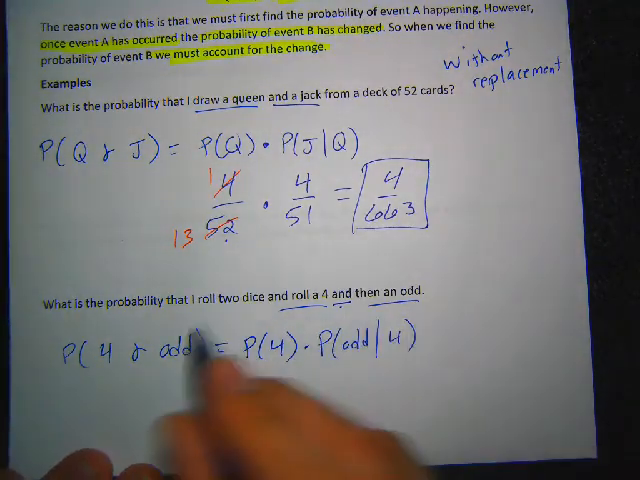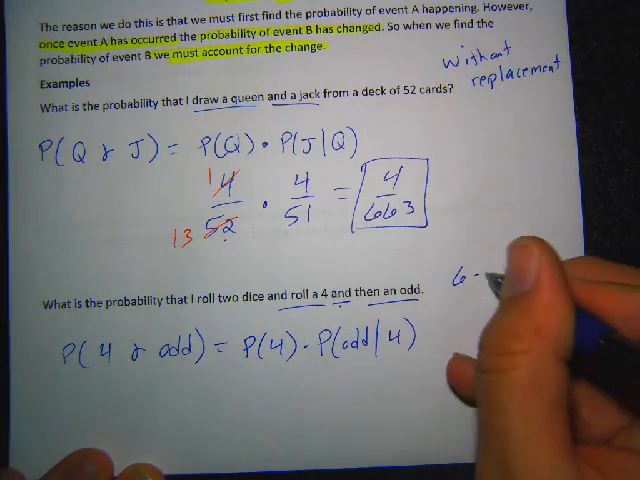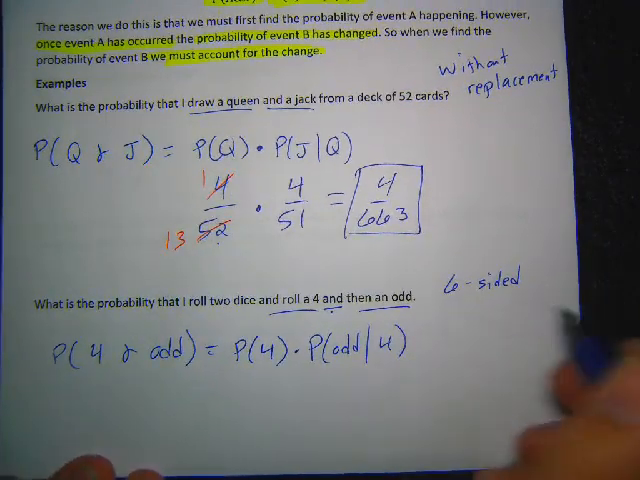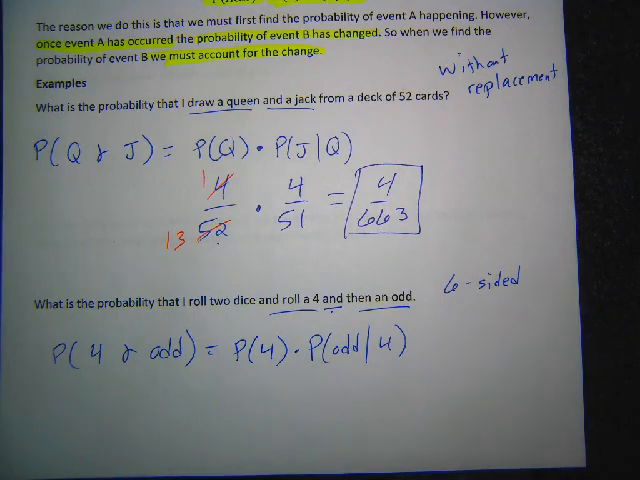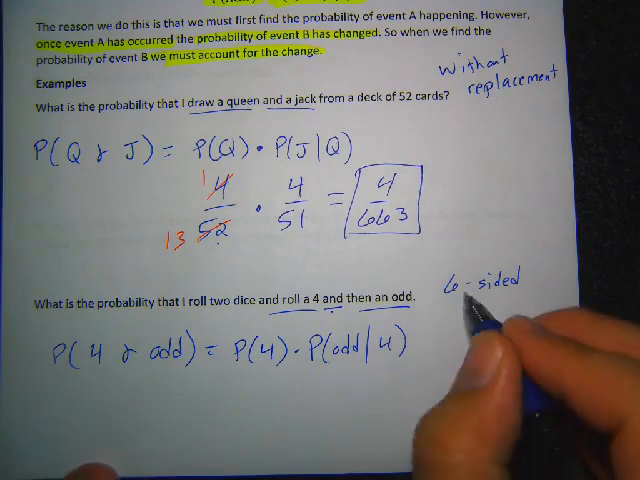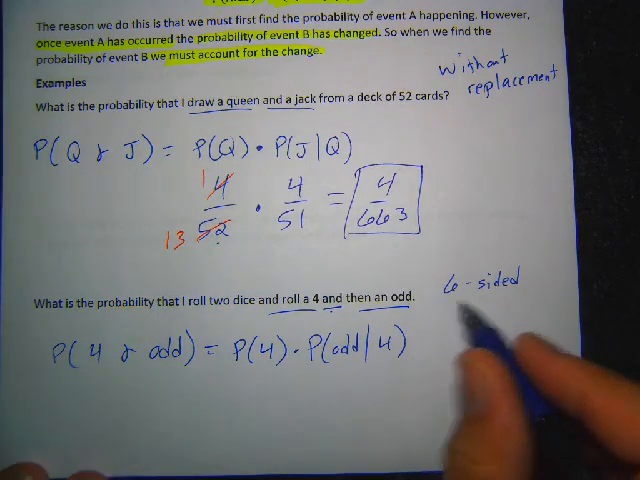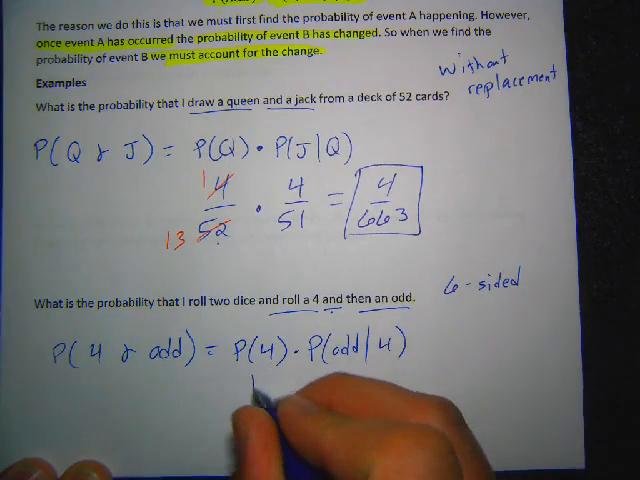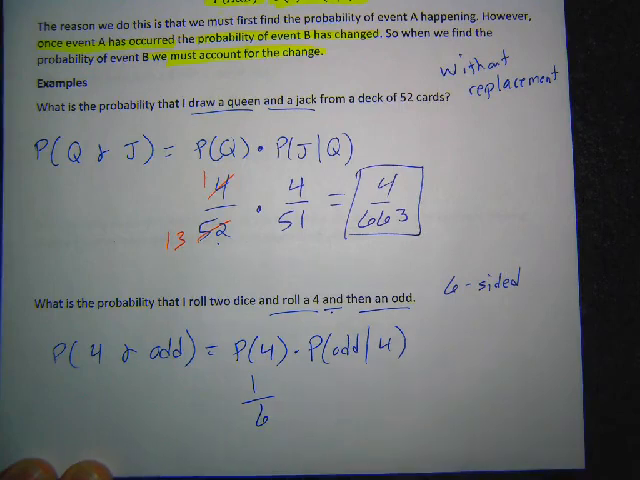Well, we'll say 6-sided dice. I didn't say that, but I should have, because there's lots of dice, right? If you play D&D or something like that, I know there's like 20-sided dice and all that kind of stuff. We'll say 6-sided dice unless they specify otherwise. So we'll say 6 sides. On the 6-sided die, there is only 1 four out of the 6 sides.